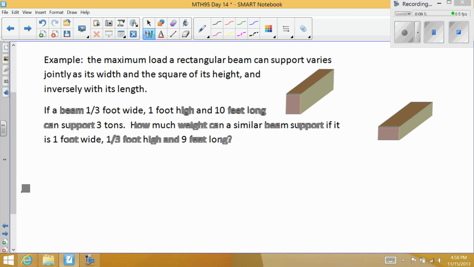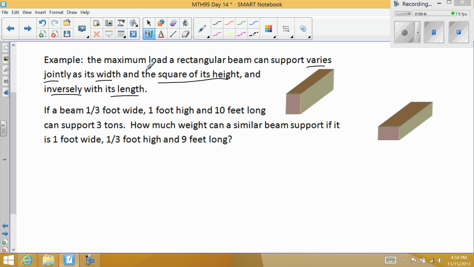Okay, so if we have the maximum load a rectangular beam can support varies jointly, so code words there, varies jointly, as its width and the square of its height, but also inversely with its length. Don't even bother reading the second paragraph yet. Let's just focus on the initial information, set the problem up. We're not going to think about numbers yet.